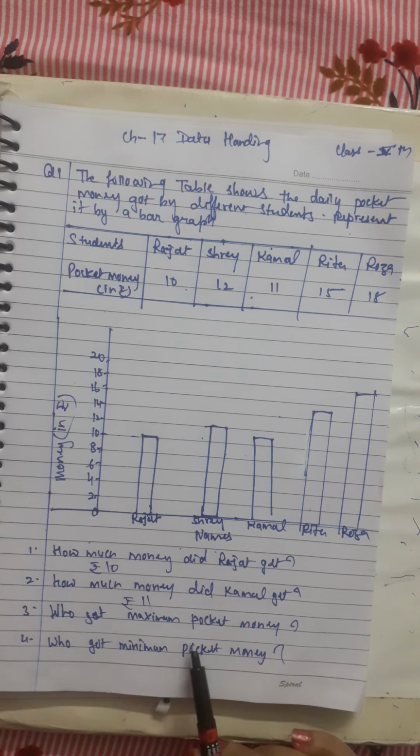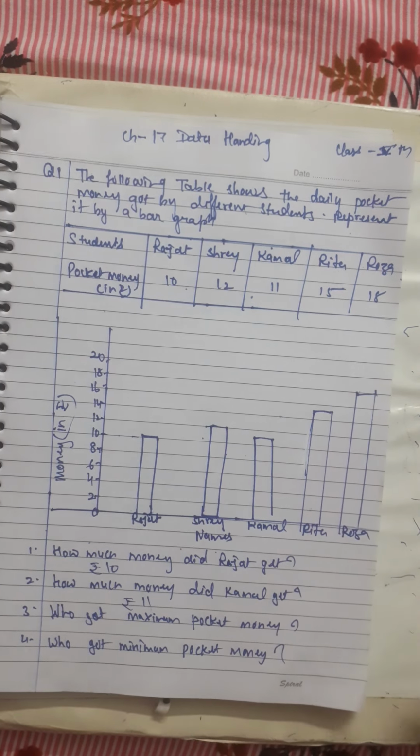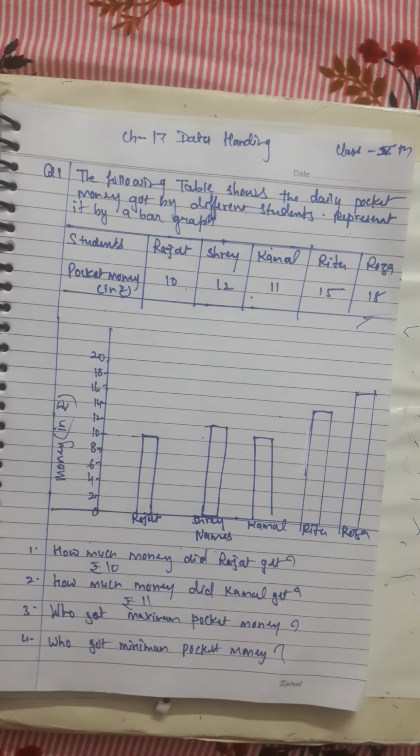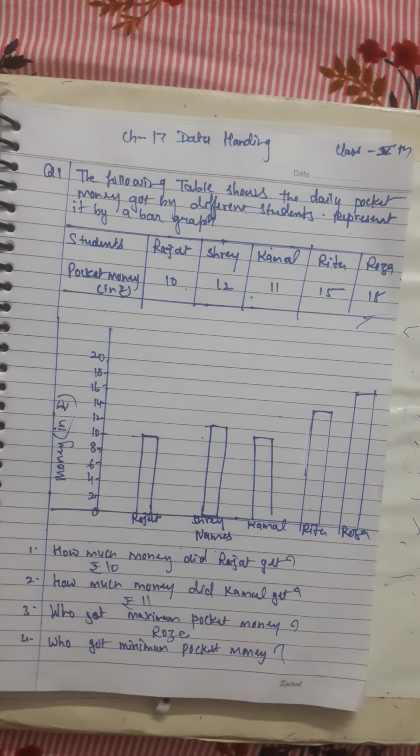Who got maximum pocket money? You can see 10, 12, 11, 15, 18. So you can see 18 is the largest number. So Rosa got maximum money, so we will write here Rosa. Rosa got maximum pocket money.